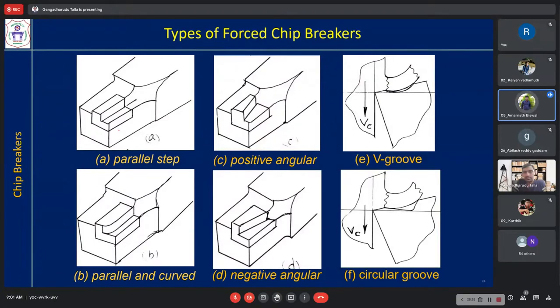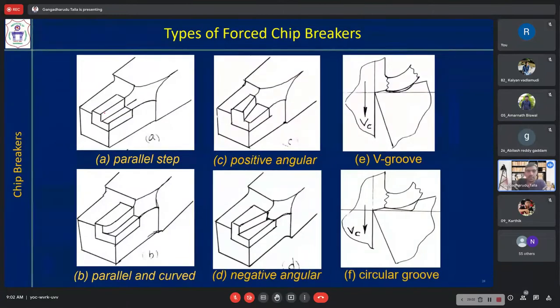Then here, in the V group and circular group, it's mentioned that V should have a negative rake angle, something like that. But how will these cutting tools be operated? I mean, how will they be held, like what should be their rake and clearance angles, for example for the parallel step and positive angular type? Yeah, rake and clearance angles will change.